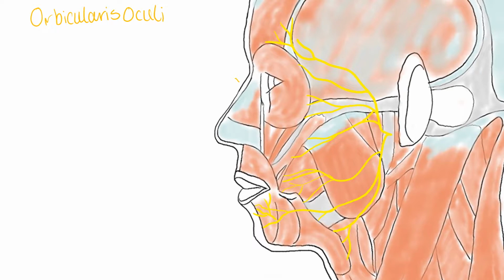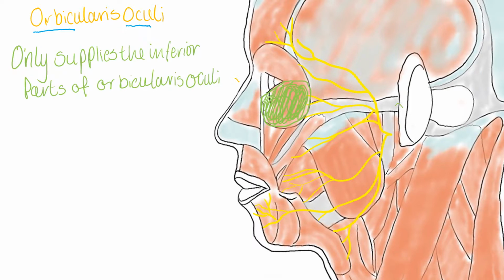So first off, let's talk about orbicularis oculi. Now, if the name doesn't give it away, it is this muscle I'm just outlining in blue here. Orbicularis oculi is called that because it orbits the oculi, which is Latin for eye. Now, the zygomatic branch of the facial nerve doesn't supply all of orbicularis oculi. Nope. I'll mark in green. It only supplies the lower parts, the inferior part of orbicularis oculi, which I have colored in green here.